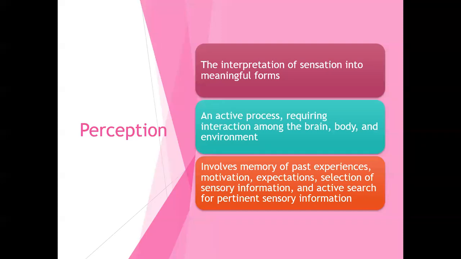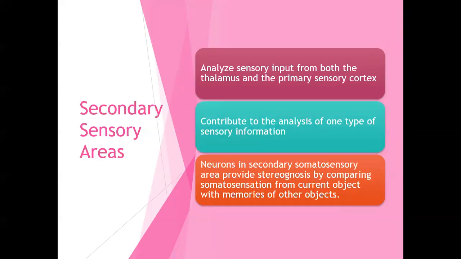So when you have attention deficit disorder, you have difficulty in selecting from all the sensory information that's being provided to you. You also need to have an active search for pertinent sensory information, like what's really going on. We need to get that information in order to get the perception right. So as you can imagine, perception is a sort of malleable process. Things can change.